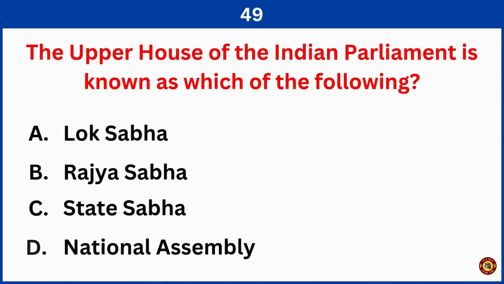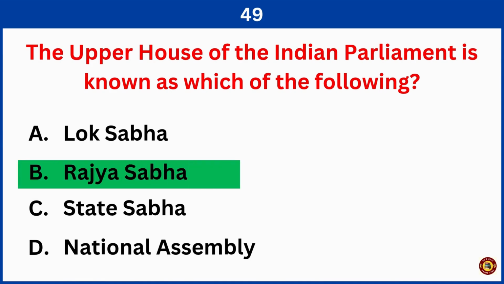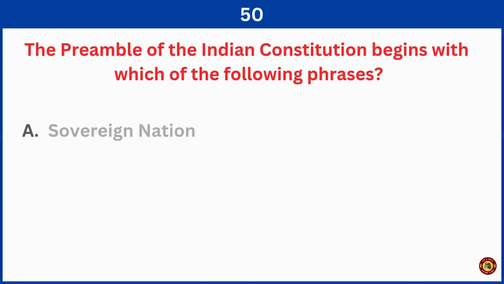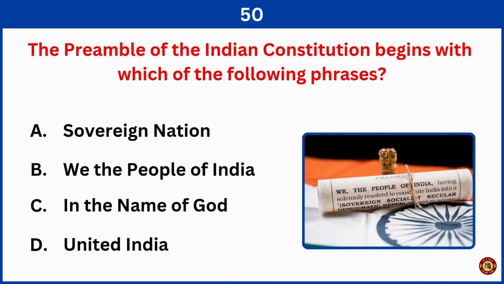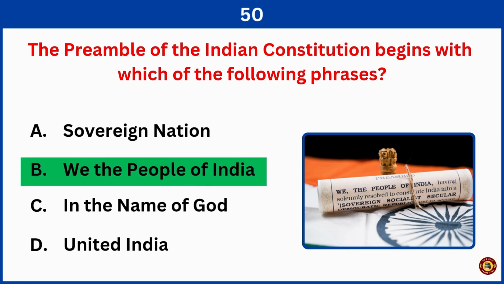The upper house of the Indian Parliament is known as which of the following? Right answer is option B, Rajya Sabha. The preamble of the Indian Constitution begins with which of the following phrases? Right answer is option B, We the people of India.